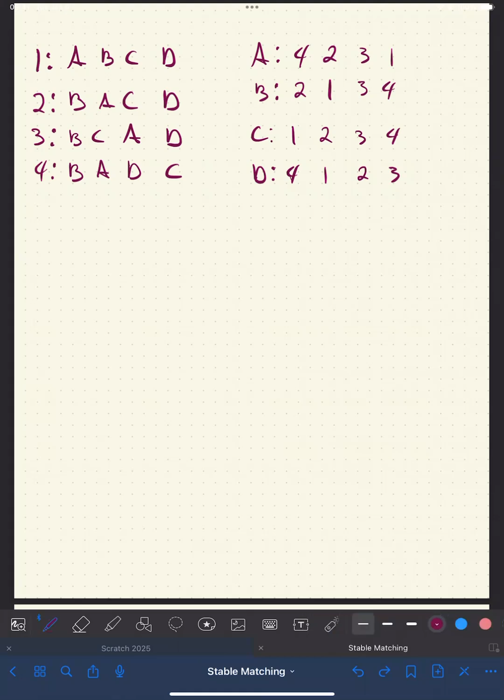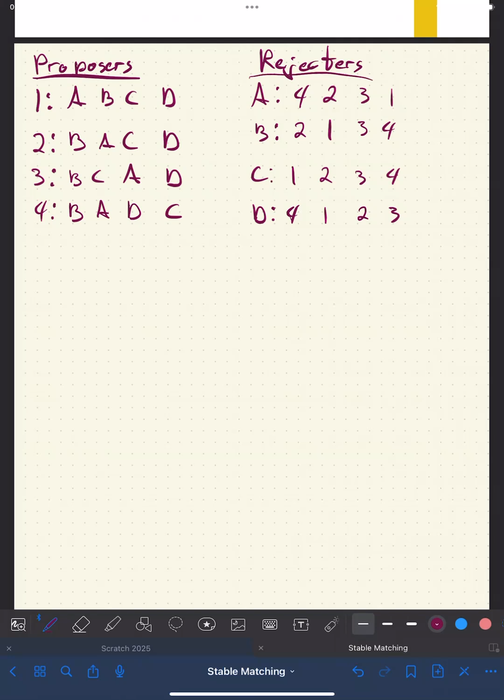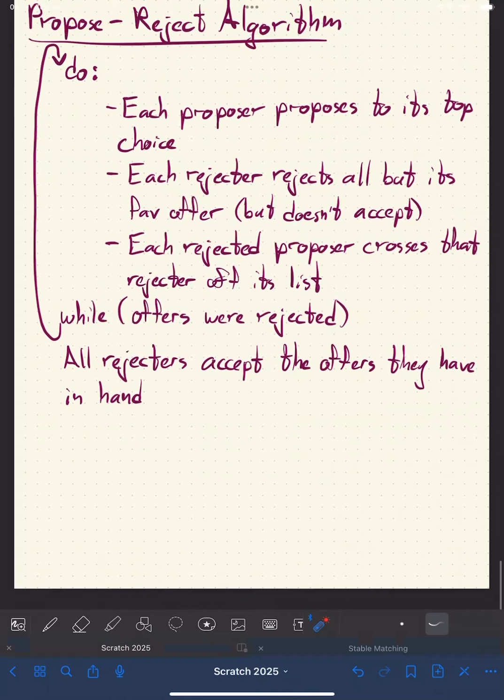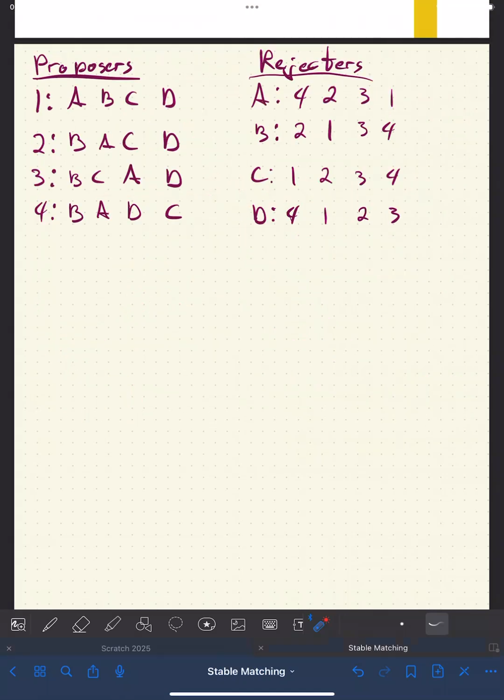So first off, we need a sense of who the proposers are and who the rejectors are. So let's say these are the proposers and these are the rejectors. The algorithm will run a little bit differently if you switch who these two are, right? But for now, let's say these are the proposers, these are rejectors, and let's see what happens. So first, the very first step, each proposer proposes to its top choice. The rejectors are A, B, C, and D.